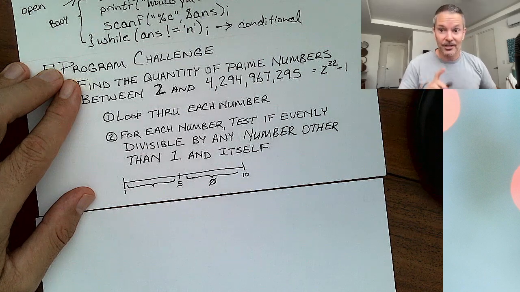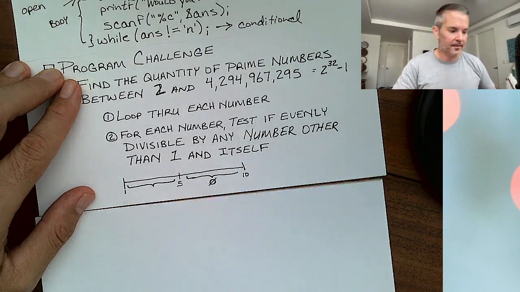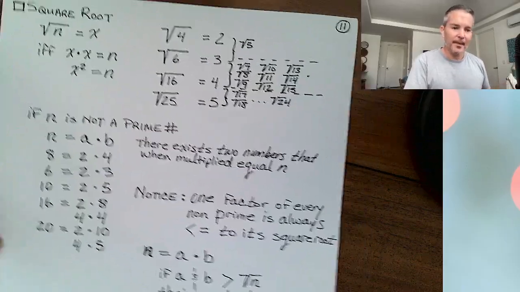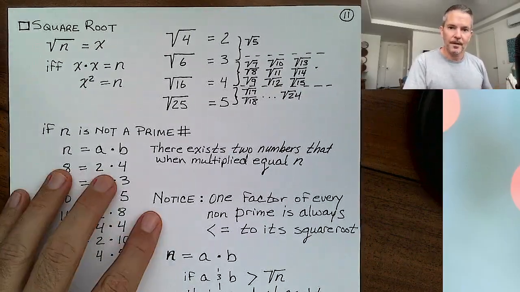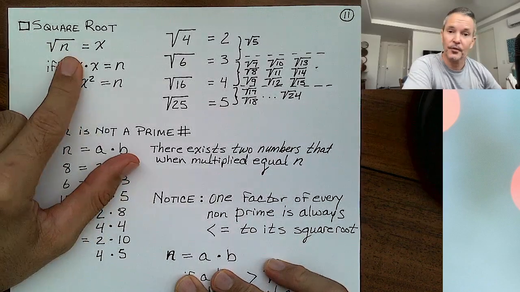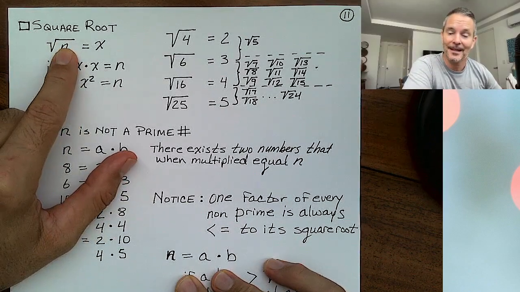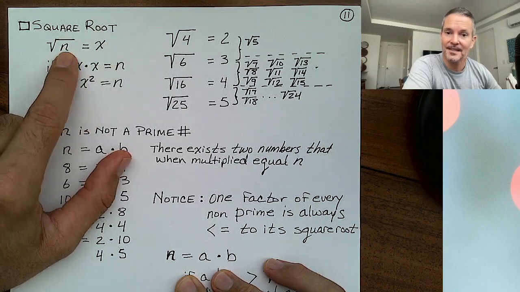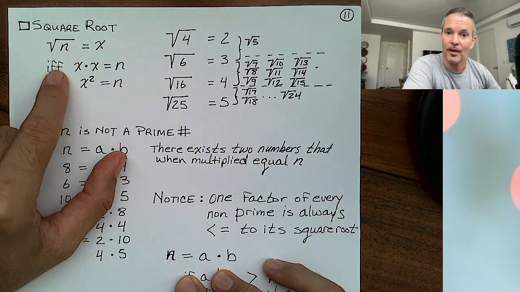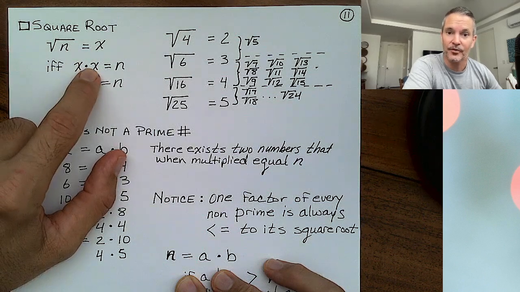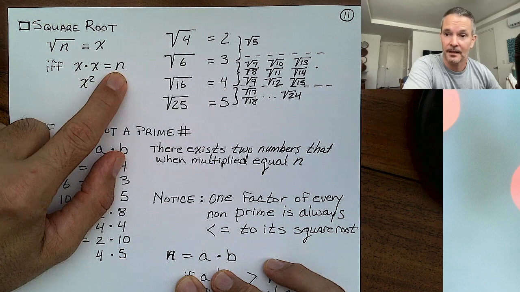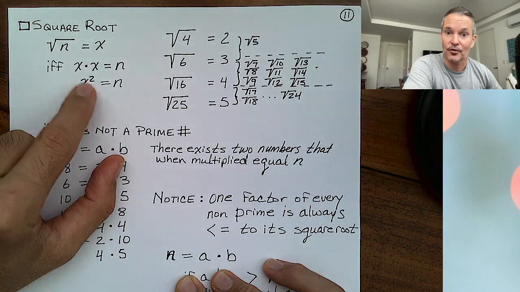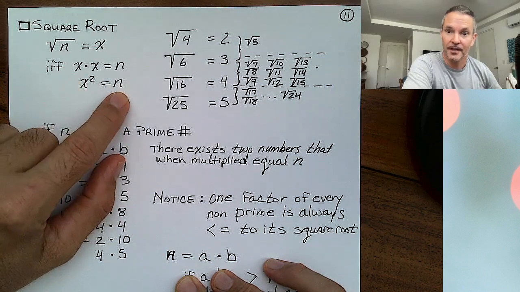Okay, actually though, we can do even better than that. Let me show you. Let's remember from our math the square root. So the square root of a number n, let's say it's x. Now x is the square root of n if and only if x multiplied by x equals n. So the square root of n, x, if I square x, it equals n.